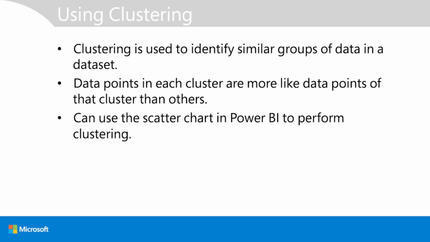And finally, let's talk about clustering. Clustering is a method of identifying similar groups of data in a data set. Data points in each group are comparatively more like data points of that group than those of other groups. And for this, we can use the scatter chart in Power BI to perform clustering. So let's go out to the Power BI desktop and take a look at groupings and binnings.